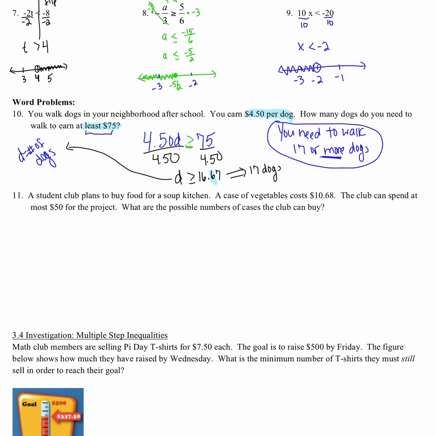Okay, number 11 is very similar. A case of vegetables costs $10.68. You don't know how many cases you're getting. Let's call that C. You have at most 50.